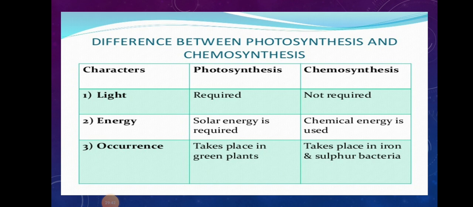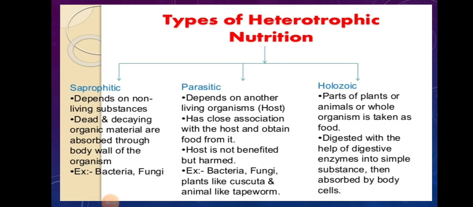In case of chemosynthesis, chemical energy is required because they are dependent on elemental chemicals, and after performing various chemical processes on these elemental chemicals, they are finally converted into food, that is carbohydrate. Now, occurrence: photosynthesis takes place in green plants, chemosynthesis takes place in iron and sulfur bacteria. One of the examples of such bacteria I have shown you, and as I told you, they are usually marine.